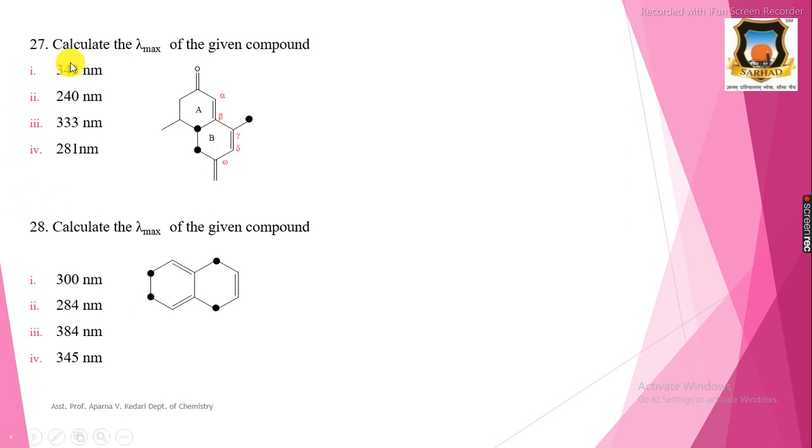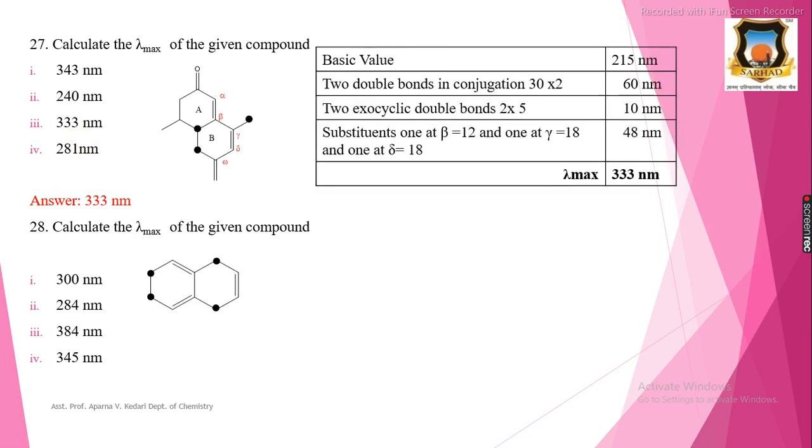Then next, calculate the lambda max of the given compound. This is an enone system, and the options are 343, 240, 333 nanometer, 281, and the correct answer is 333 nanometer. First, this is an enone system, therefore the basic value is 215 nanometer. Then there are two double bonds in conjugation, therefore 30 multiplied by 2, it is 60 nanometer.